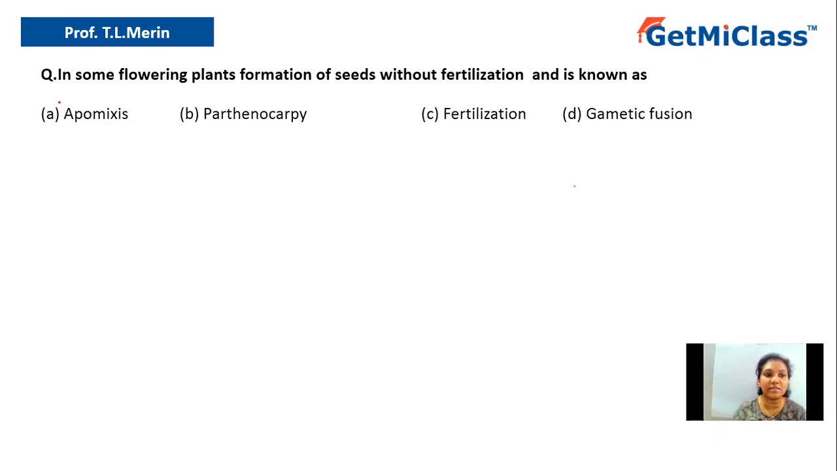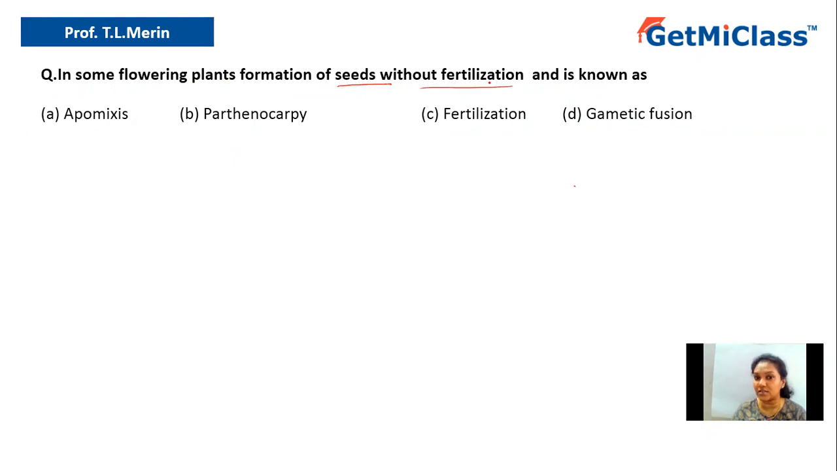Today we are going to solve this question which says, in some flowering plants, formation of seeds without fertilization is known as option A, apomixis, option B, parthenocarpy, option C, fertilization, option D, gametic fusion. So let us understand the question. The question says, in some flowering plants, formation of seeds without fertilization is known as. So they're talking about formation of seeds, but without fertilization.